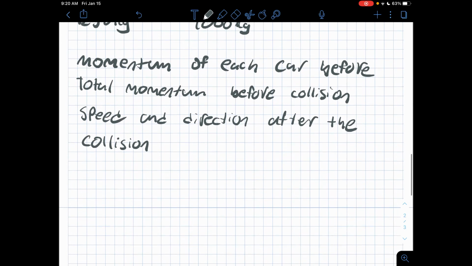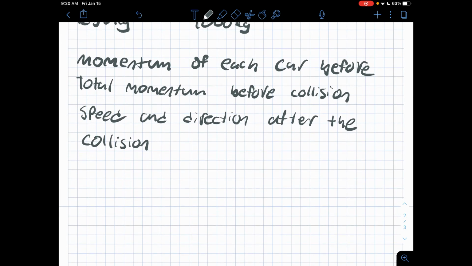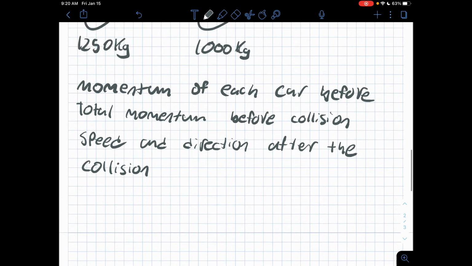So the speed and direction of the car is after the collision. You can take a moment and pause the video here to do the question, and then I'll get started on the formula and how to do it.